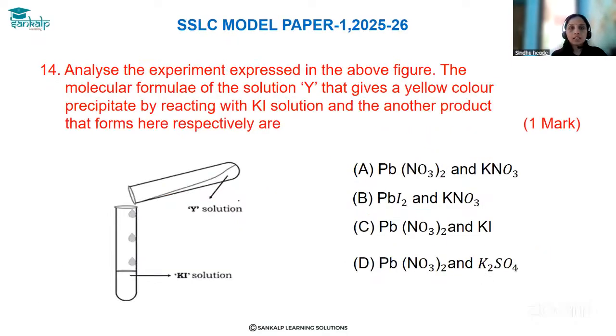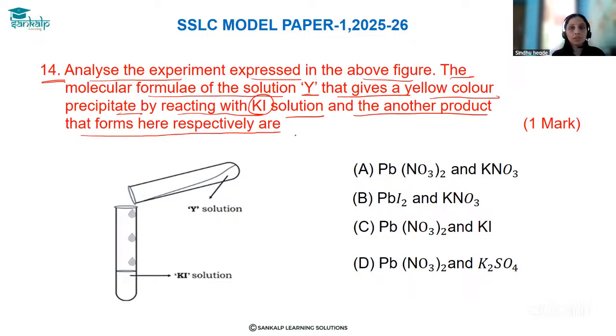Hello everyone. Let us see the next question, that is the 14th one. Analyze the experiment expressed in the above figure. The molecular formula of the solution Y that gives a yellow color precipitate on reacting with KI solution, and the other product that forms here, respectively, are: option A, Pb(NO3)2 and KNO3; option B, PbI2 and KNO3; option C, Pb(NO3)2 and KI; option D, Pb(NO3)2 and K2SO4.